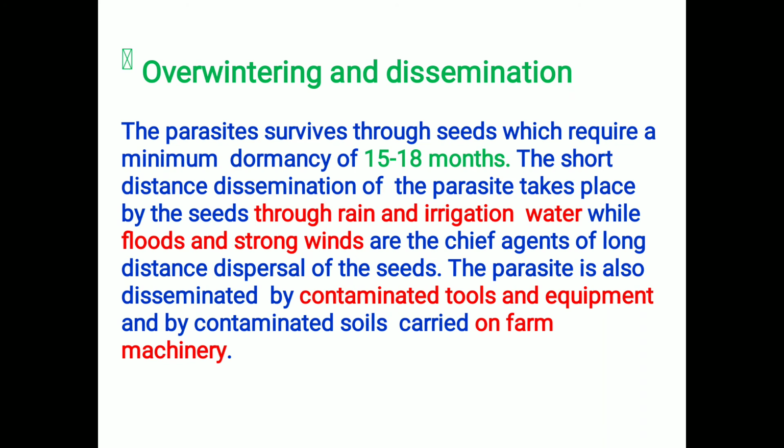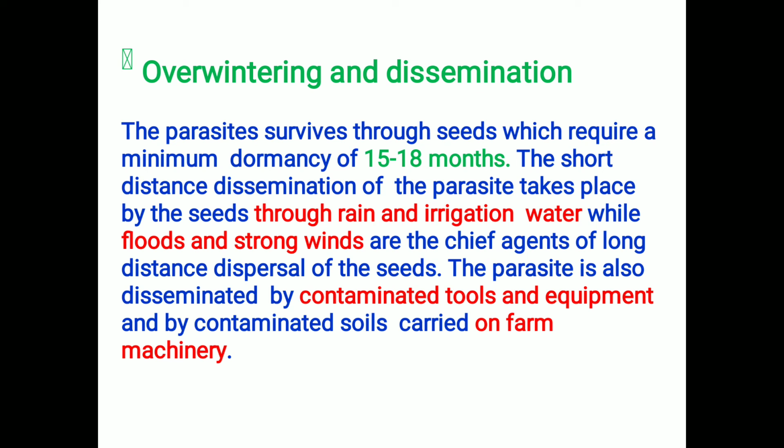Then regarding dissemination or overwintering, the dormancy period of the seeds of Striga is very high. That is, the seeds of Striga remain dormant in the soil up to 15 to 18 months. 15 ते 18 महिने स्ट्रायगाचे जे सीड आहेत ते मातीमध्ये विना अन्न पाण्याचे जसेच्या तसे राहू शकतात, बरोबर. So it is called as dormancy period, सुप्त अवस्था.